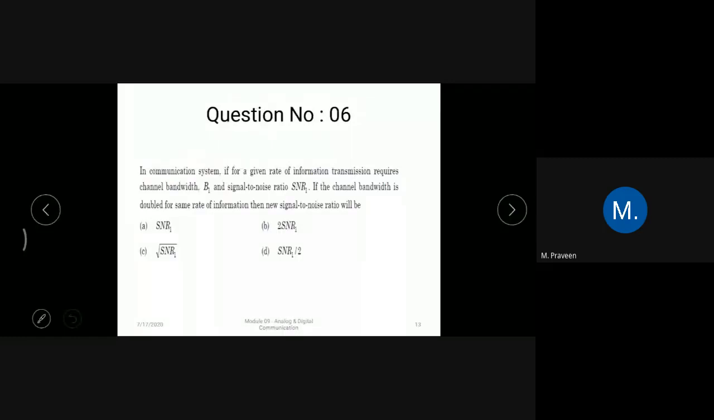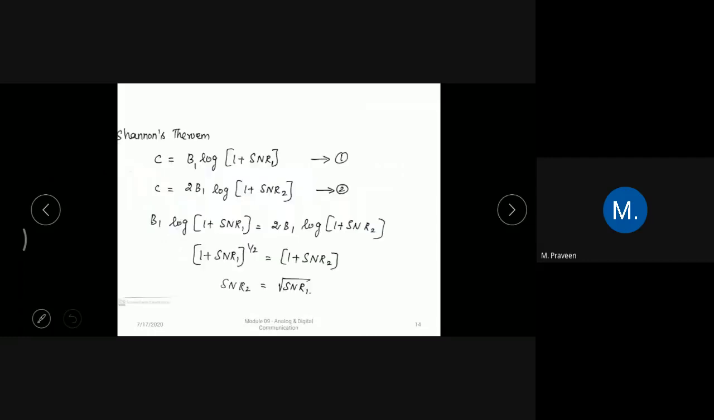The given data is B1 as the bandwidth and SNR1 as the signal to noise ratio. For the same rate of information, the capacity of the channel does not change; only the bandwidth is doubled. Then what will be the new value of signal to noise ratio? How should we relate the new SNR with the old SNR? Now we'll see how to solve this.